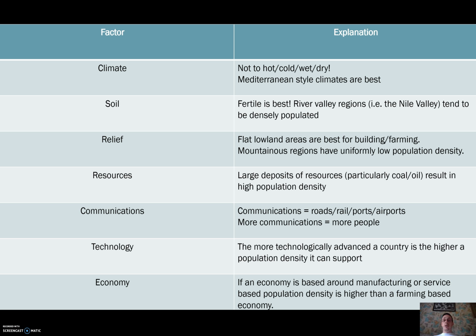Now, resources. Realistically, here we're talking about do you have them or not? So if you've got a large natural deposit of something like coal or oil or iron or whatever, it tends to result in people settling near it to exploit it. It also results in more people being drawn to this area because it tends to represent a source of employment than if you don't have access to it.